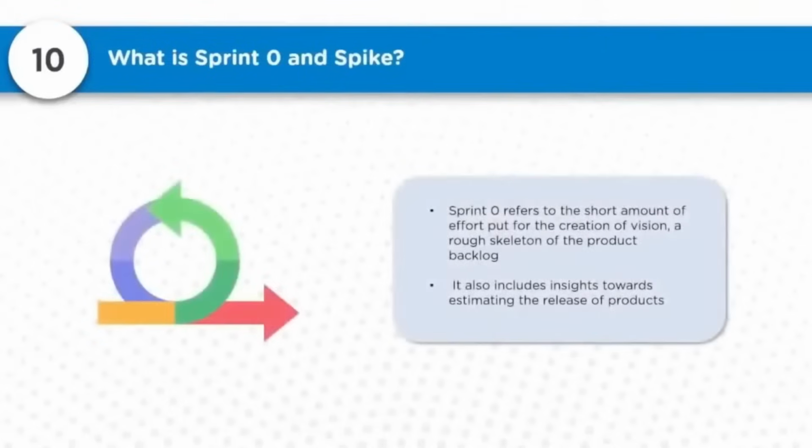So question number 10, what is Sprint Zero and Spike? So the term Sprint Zero refers to the short amount of effort put for creation of vision, a rough skeleton of the product backlog. So now we do this whenever we need to understand certain things, how things look like, to get certain insights. So this also includes insight towards estimating the release of products. So you get some vision, it gets some clarity, right?